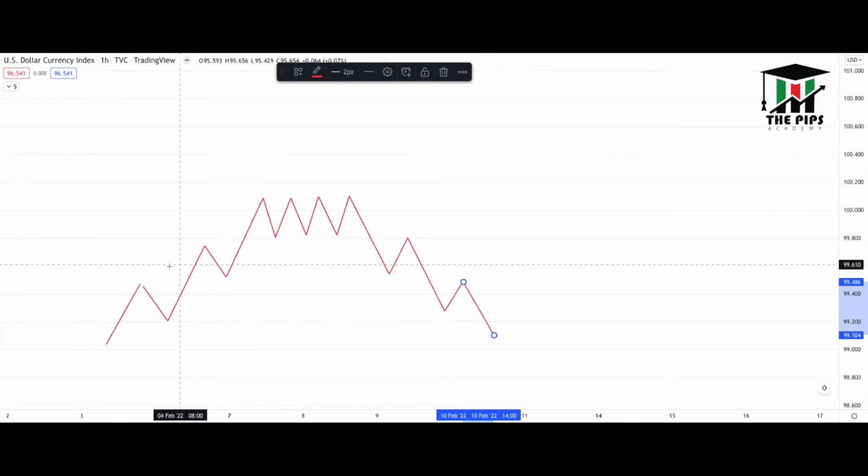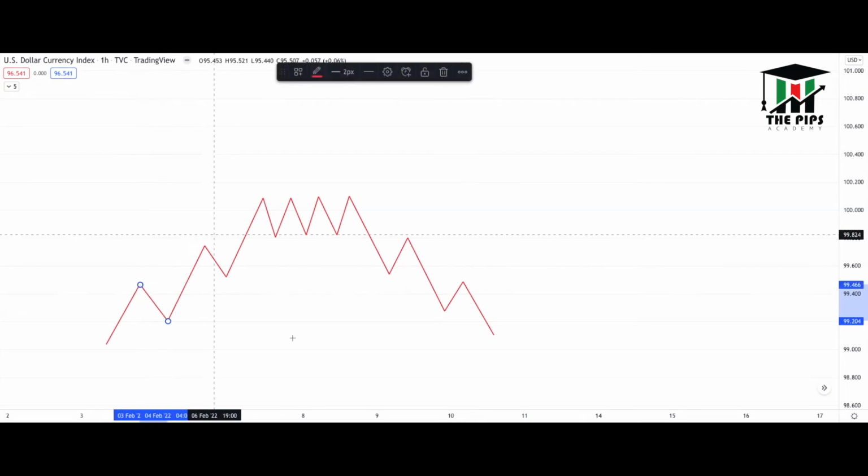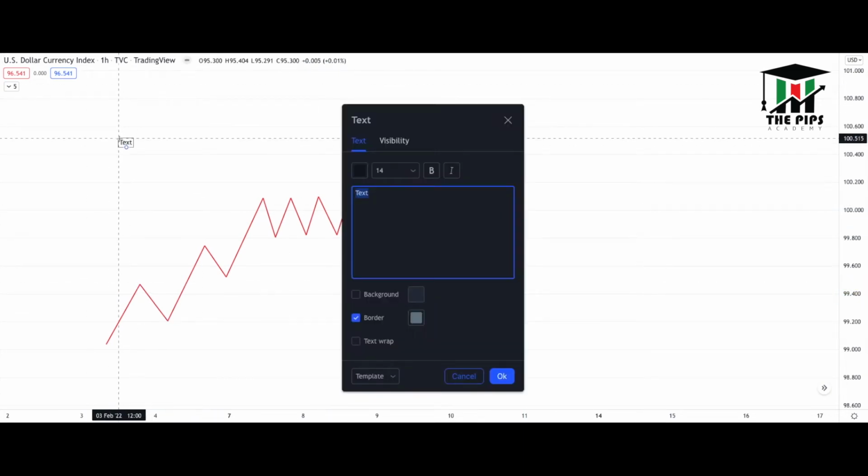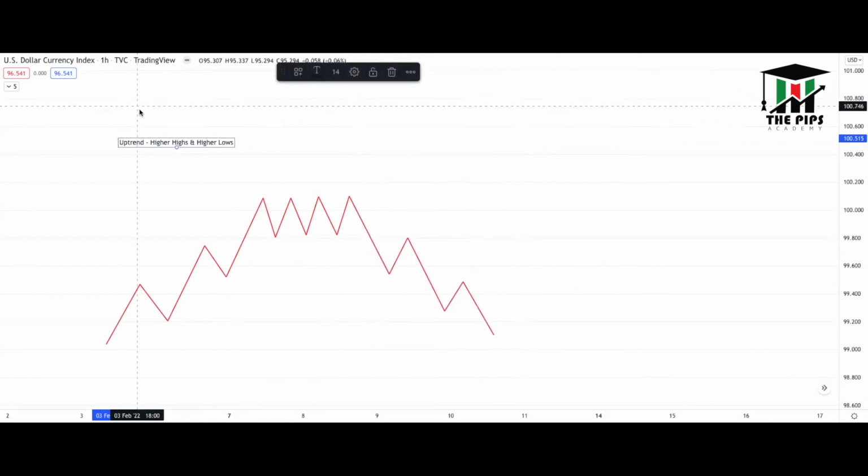So let's break this down. In an up structure, for it to be considered or validated as an up structure or an uptrend, it must produce higher highs and higher lows. Okay, so let's look at this.